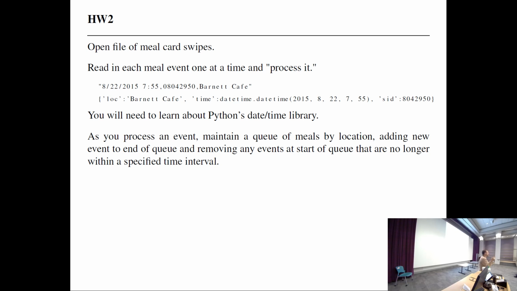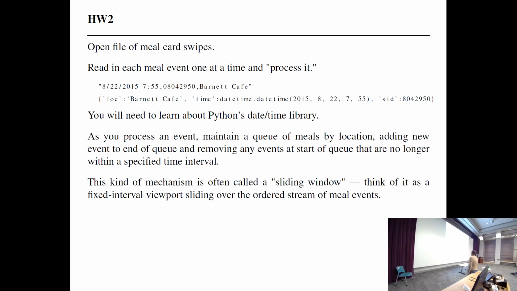And the time interval is a parameter that's given to you at the beginning. So for example, if I would like to keep a time interval of 4 minutes so that I have all the last 4 minutes of card swipes, when I pull in this card swipe and I add it to the Barnett Cafe queue at the end, I'm going to remove any events from the beginning of that list that are older than 4 minutes from the start of the last event. So think of all the events in the Barnett Cafe stretching out in temporal order, and I'm going to maintain this list, which is like a sliding window of 4 minutes of time. So the sliding window is that fixed interval viewport.